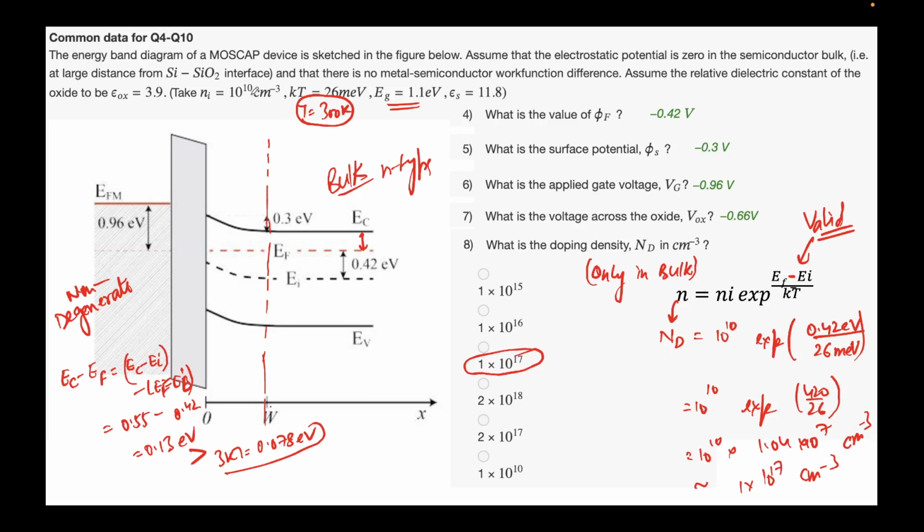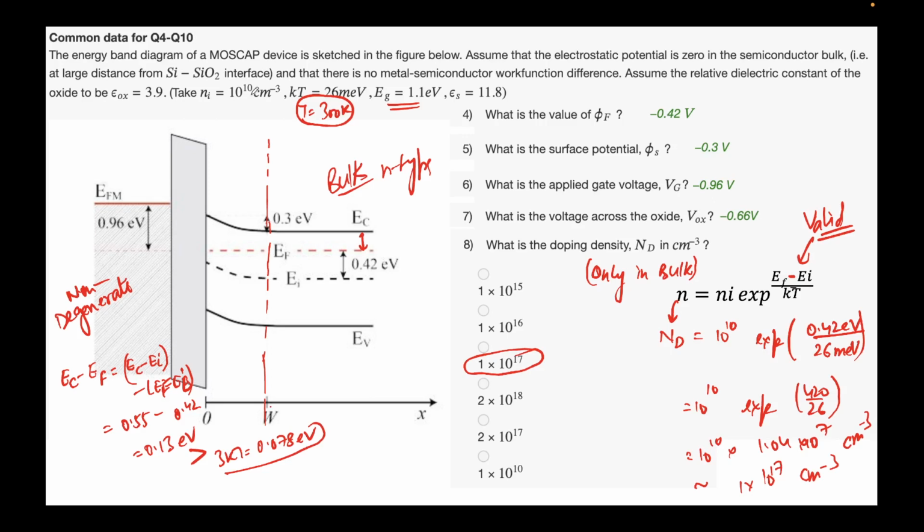are fully ionized. That means if you are adding 10 to the power 17 cm^-3 of dopants, each of them has given one electron at room temperature, that is at 300 Kelvin, and thus the electron concentration in the bulk will be exactly equal to Nd, the dopant concentration, because each dopant has given one electron. That analysis is true only at 300 Kelvin.